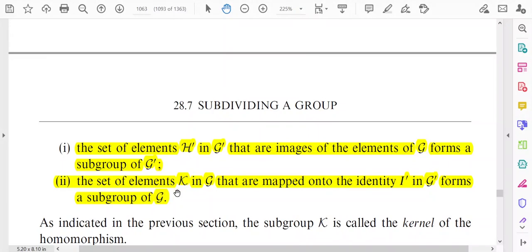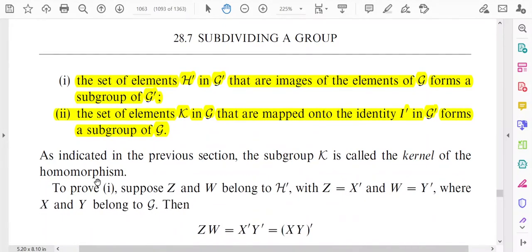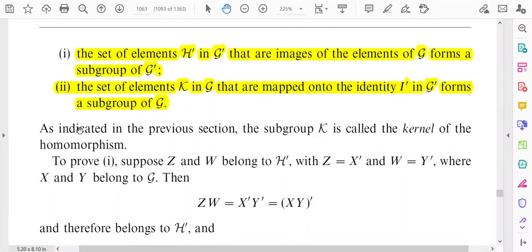And the set of elements K in G that are mapped onto the identity I prime in G prime forms a subgroup of G. We have already discussed the meaning of kernel in an earlier lecture. So those elements of the kernel form a subgroup of G. We have already mentioned that K is known as the kernel of the homomorphism. Now we can prove these two properties.